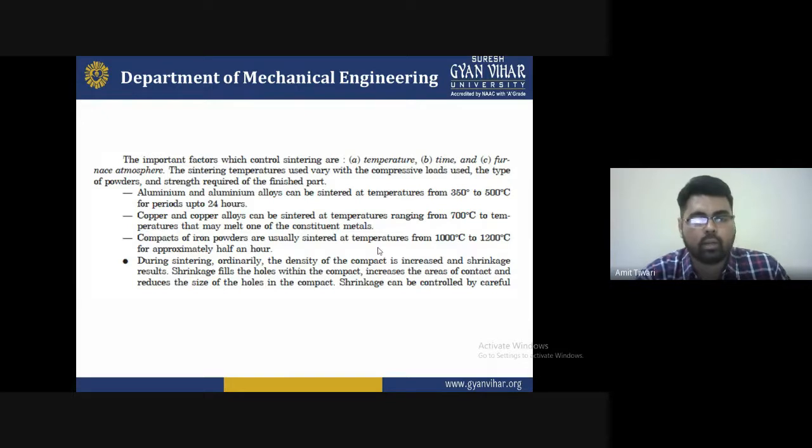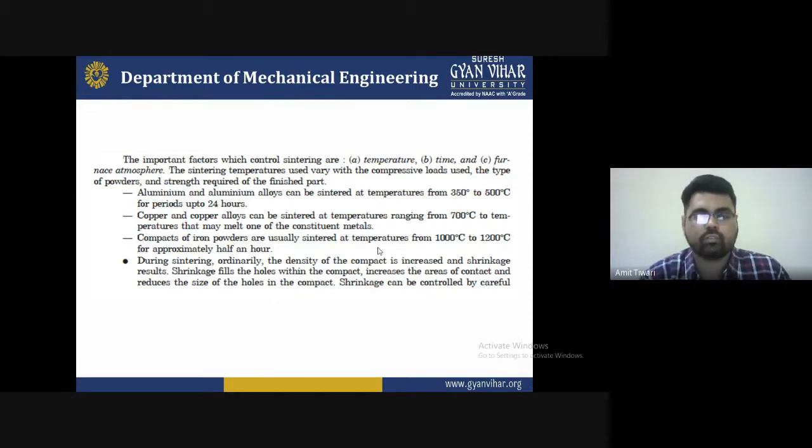Copper and copper alloys can be sintered at a temperature ranging from 700 degrees Celsius up to a temperature at which the constituent metals may melt. The compacts of iron powder are usually sintered at a temperature from 1000 to 1200 degrees Celsius for approximately half an hour. During sintering, the density of the compact is increased and shrinkage results.